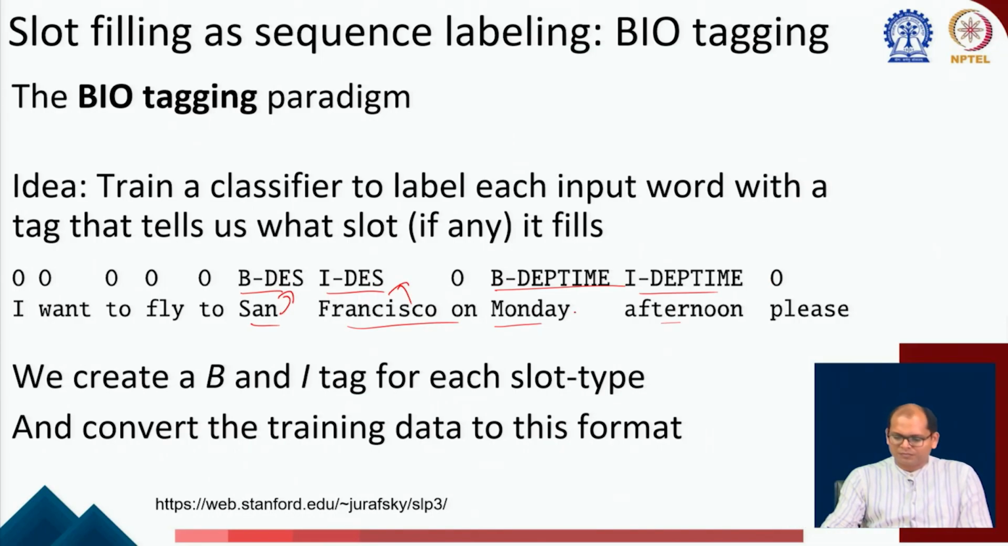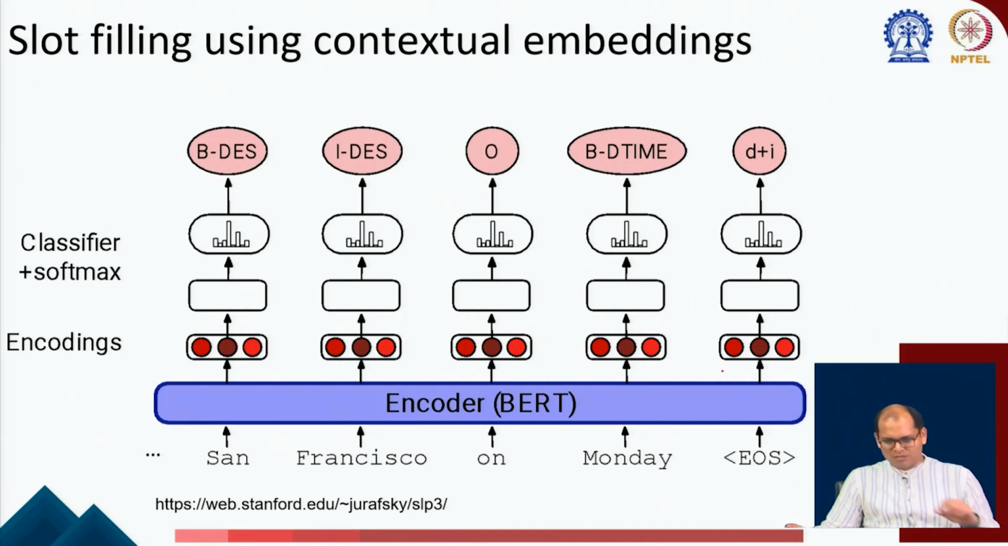So we will create a B and I tag for each slot type. This is my training data, and I can train my model on this data. At test time, whenever the user has an utterance, I can predict different slot values using the trained model. Like, I can use the BERT architecture for doing this sequence labeling. San Francisco is being mapped to B of destination, I of destination, and Monday is the beginning of departure time.